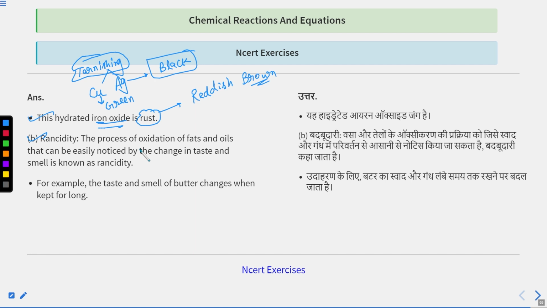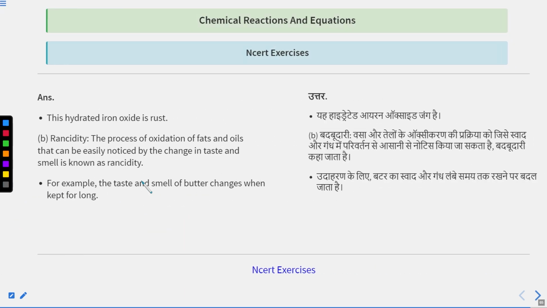Rancidity is the process of oxidation of fats and oils that can be easily noticed. How? By the change in taste and smell. This process is known as rancidity. If the food becomes rancid, you should not eat that food, because it is not good for our health. It will cause some diseases. For example, the taste and smell of butter changes when kept for long. You know very well. This is an interesting point.